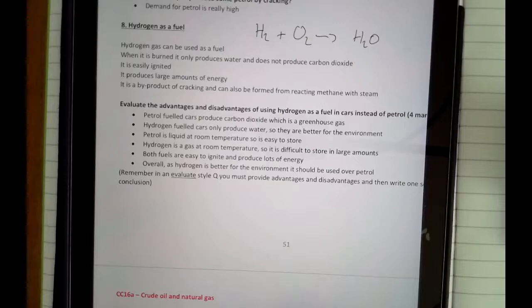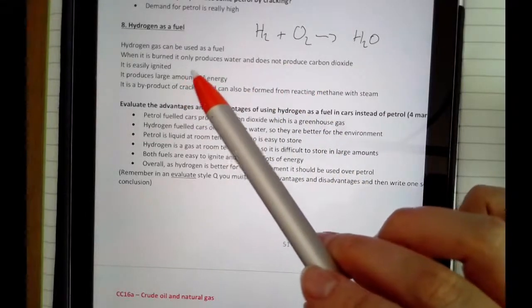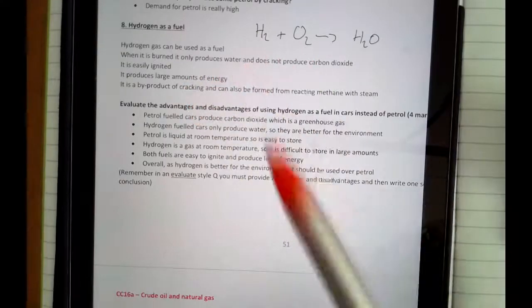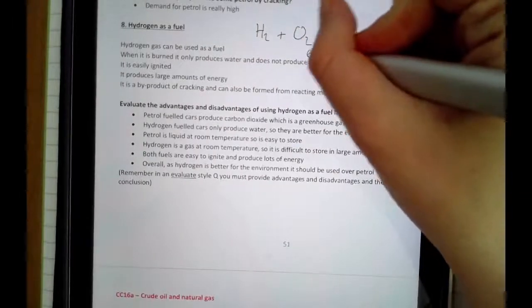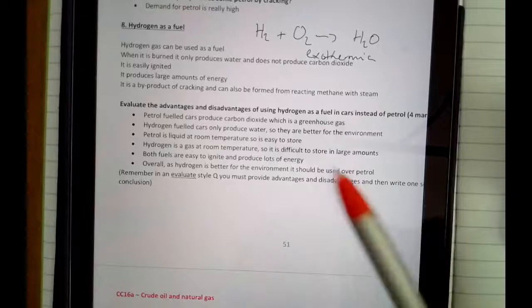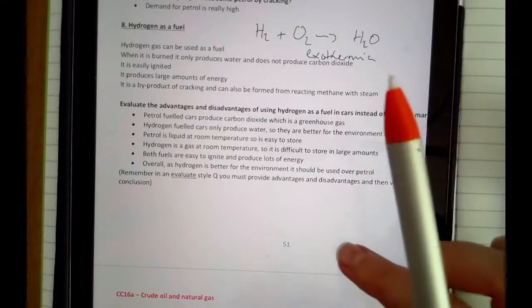You're not producing any carbon dioxide, which is a greenhouse gas. You're not producing carbon monoxide, which is poisonous. You're just producing water vapor, okay? So that's a massive plus point for using hydrogen as a fuel. It's also very easy to ignite. Easy to light on fire, easy to burn. You get lots of energy when you do this reaction. It's an exothermic reaction, and it releases lots and lots of heat energy. And it is a byproduct of cracking. So it's easy to make hydrogen, in other words.